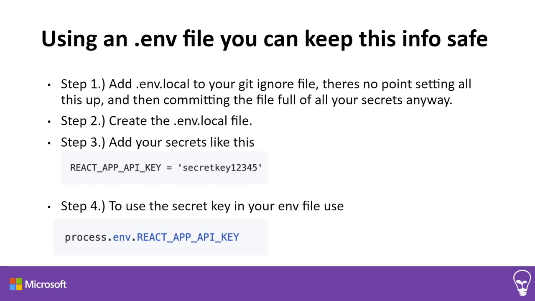So then that will be able to call it, and then you'll be able to use your API key just like any other string in your program. But when you commit that, obviously your key won't be committed. It'll just have the line process.env.react API key.